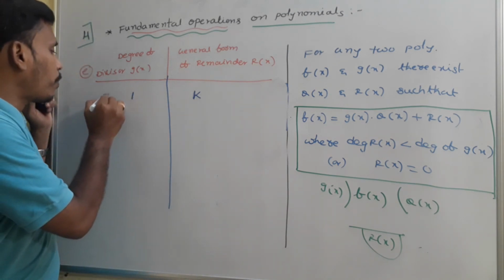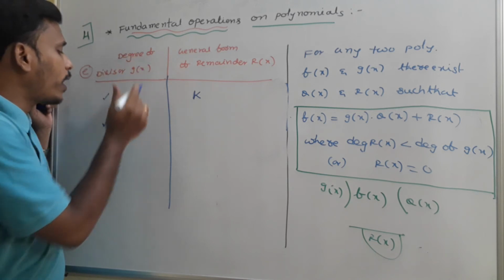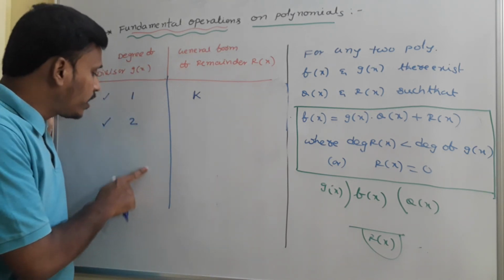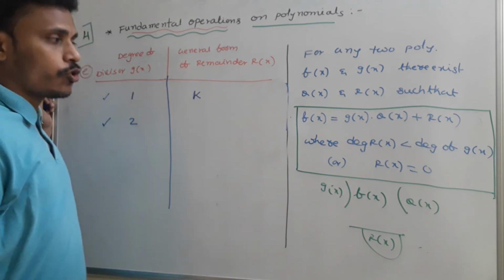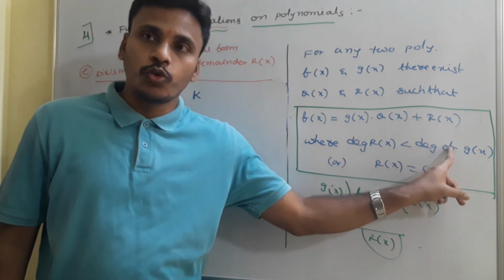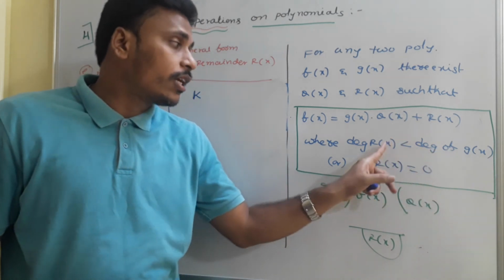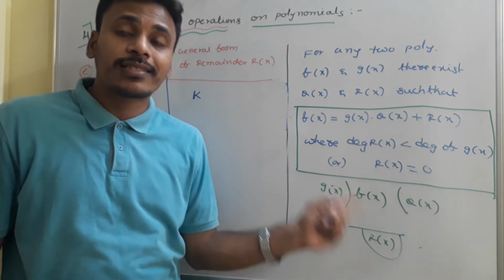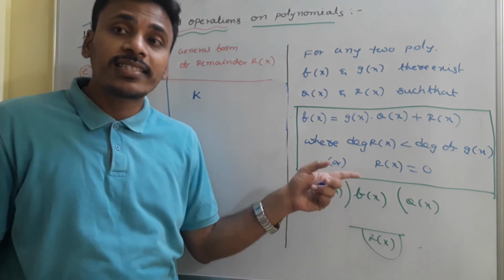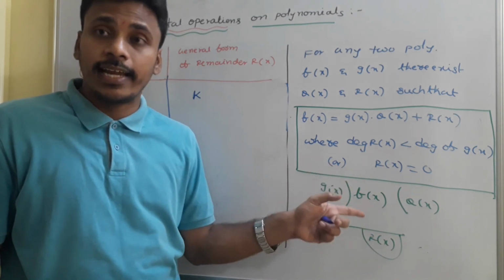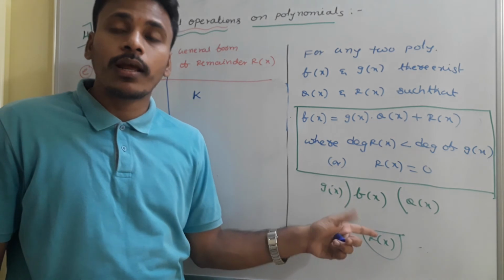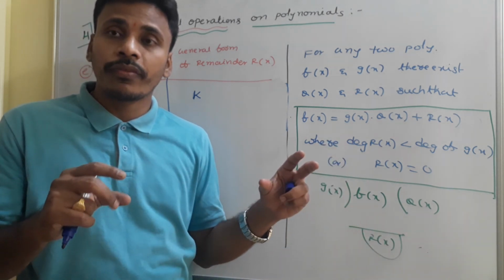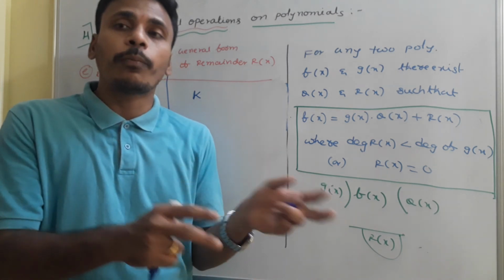Okay, and suppose the degree of this divisor g of x is 2, what will happen? Since the degree of divisor g of x is 2, the degree of r of x is less than 2. Less than 2 means it may be 1 or it may be 0. So you need to give a general form which conveys both the possibilities.